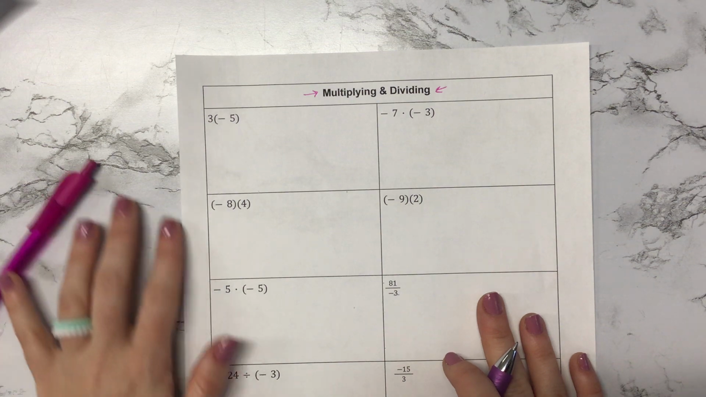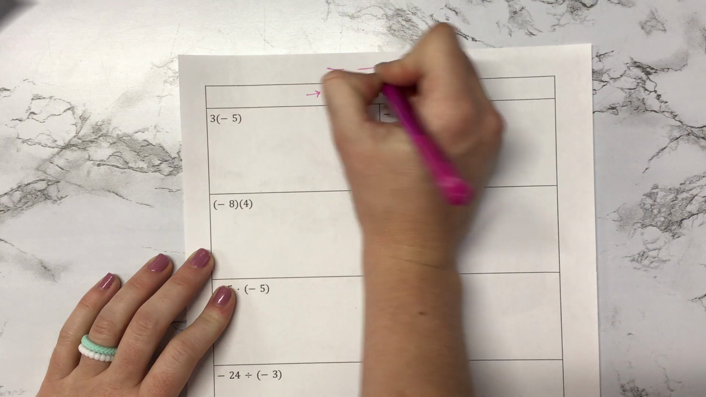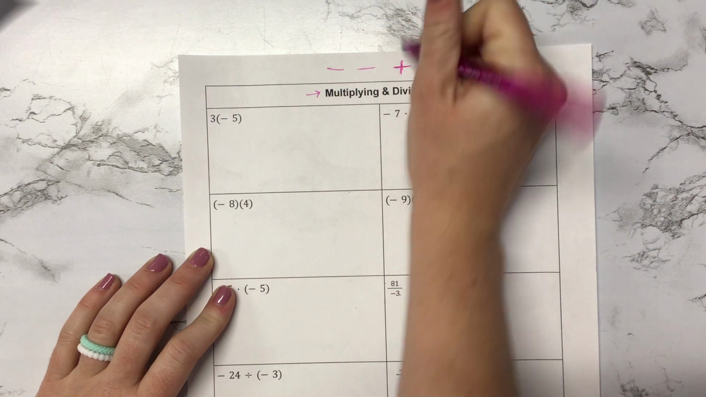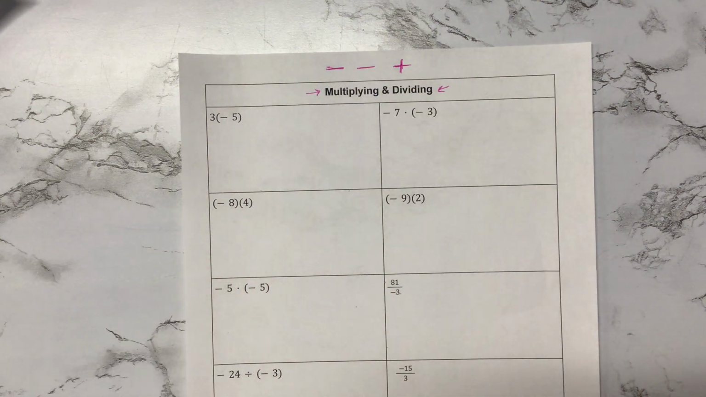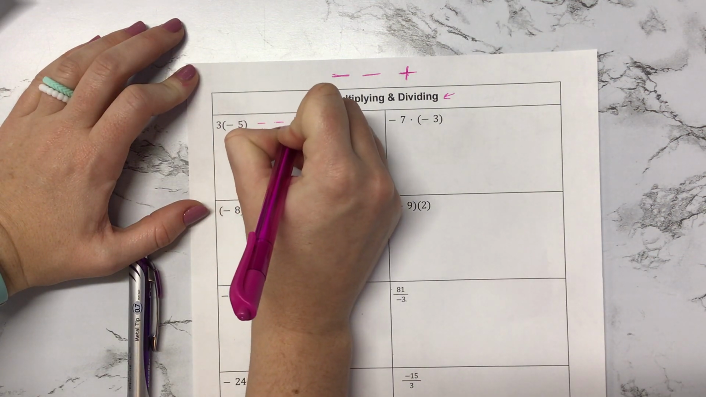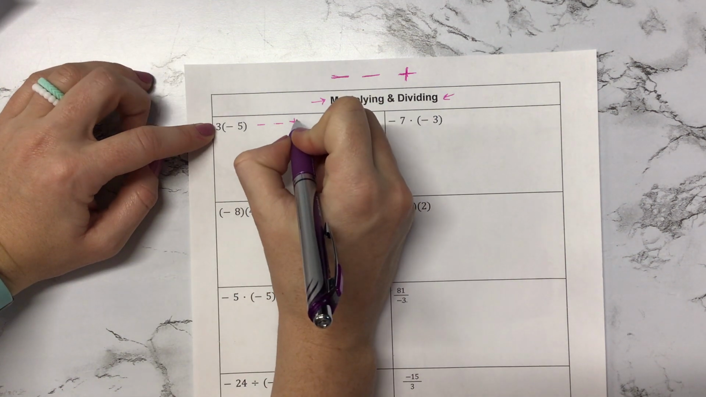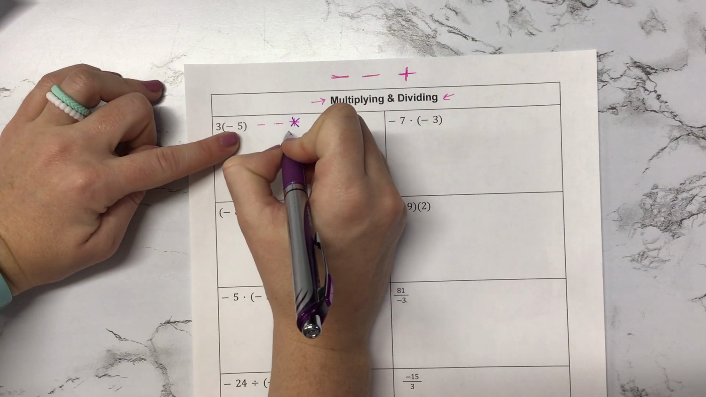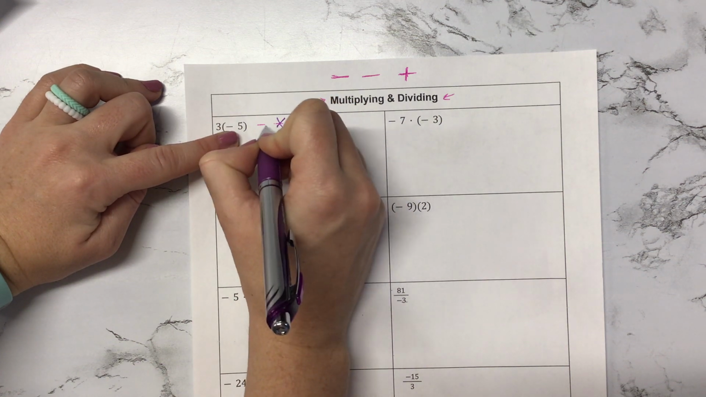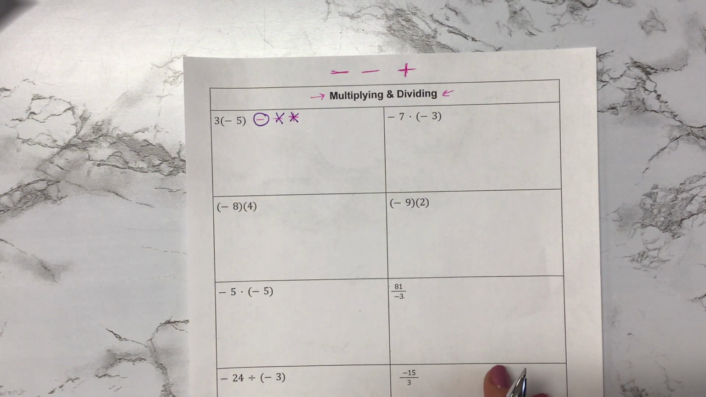All right, so remember that our tool for multiplying and dividing with negatives is minus, minus, plus. We're going to write that on every single problem. So minus, minus, plus. You cross off the ones you see. 3 is positive, so I cross off the plus. 5 is negative, so I cross off the minus. I circle the last one. That means that my answer is going to be negative. And now I can just focus on 3 times 5.